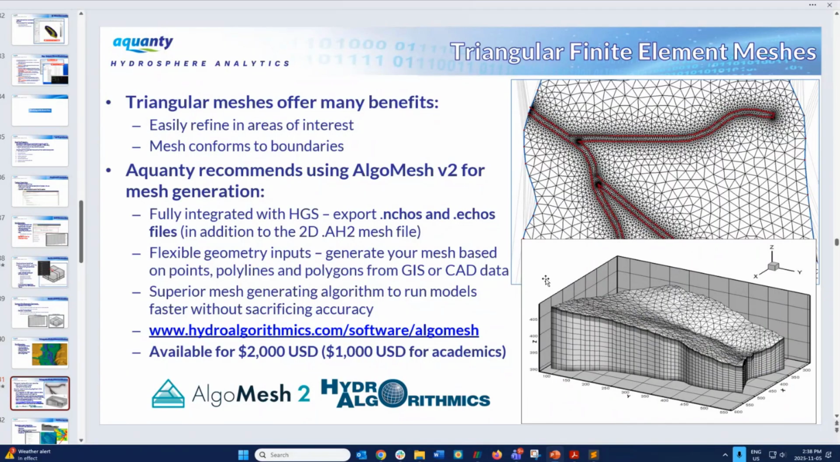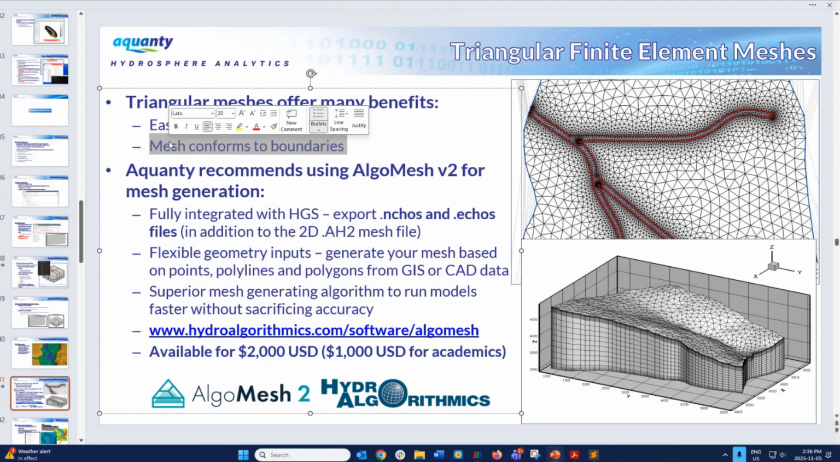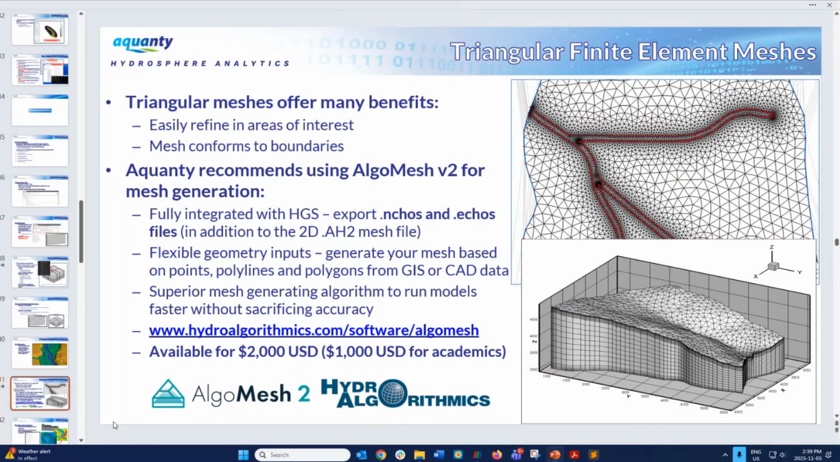The benefit of using a triangular element mesh is that you can easily refine in areas of interest, for example, along a road network or a stream network. And the mesh will conform to your boundaries, so you don't have to have a rectangular model. The model itself can be completely irregular. So again, we do recommend using AlgoMesh, but as we talked about, there are plenty of other options out there that can also be used.